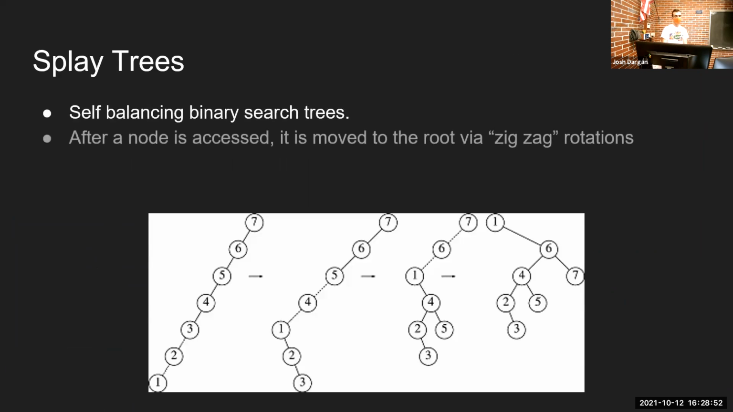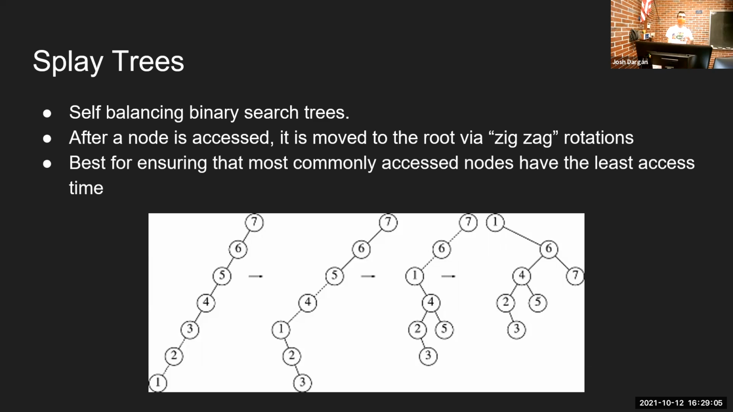Splay trees are also self-balancing binary search trees. After a node is accessed, it moves to become the root via zigzag rotations. This ensures that the most commonly accessed nodes are closest to the root and have the least access time. So, for example, if you search for a node that is not the root node, the first time you do that, it is O of n in the worst case, because you have to bring it all the way from the bottom to become the root. And then the second time you search, it's O of 1.